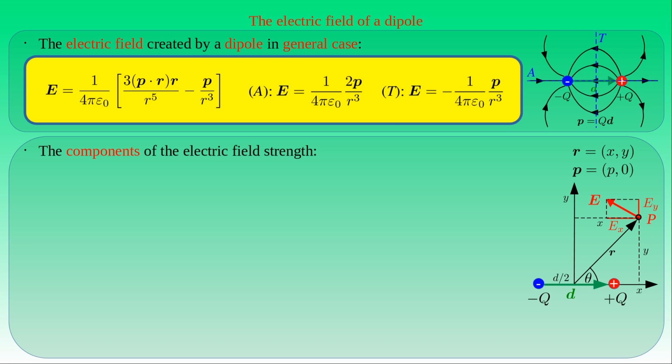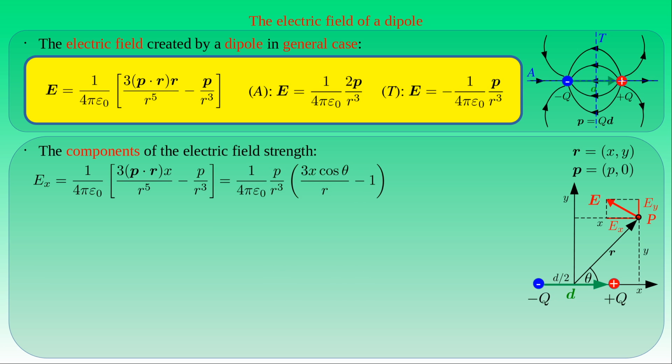The x component of the electric field strength can be written as 1 over 4 pi epsilon naught, times 3 times the dot product of the vectors p and r times x divided by r to the 5, minus p divided by r cubed. We can write the dot product of the vectors p and r as the product of their lengths times the cosine of the angle measured between them, and we can factor out p over r cubed from the terms in the square brackets. Then we have 1 over 4 pi times epsilon naught, times p over r cubed, times 3 times x times cosine theta divided by r, minus 1. Since x divided by r is equal to cosine theta, we obtain 1 over 4 pi times epsilon naught, times p over r cubed, times 3 times the square of cosine theta, minus 1.